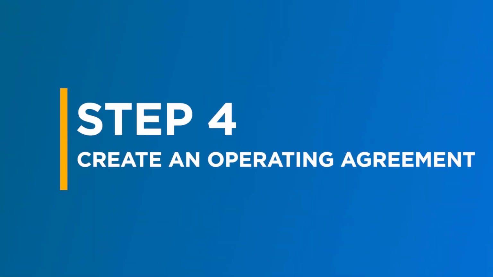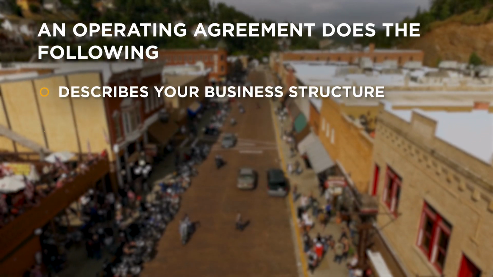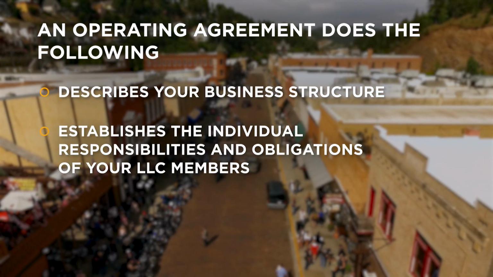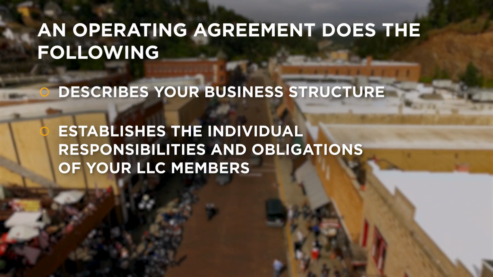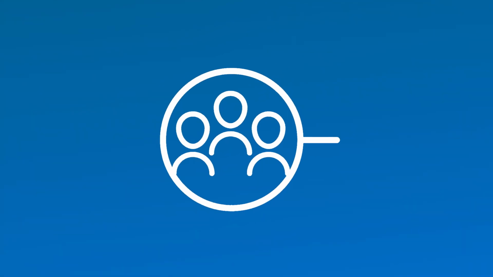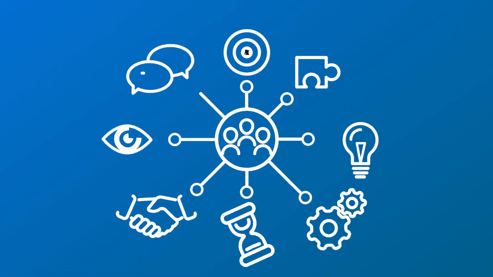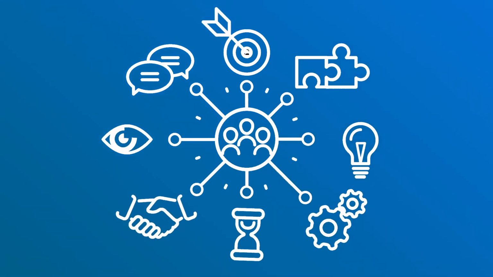Step 4. Next is to create the operating agreement. An operating agreement does the following: describe your business structure, establish the individual responsibilities and obligations of the LLC members, detail how your LLC will be run. Although South Dakota doesn't require one, an operating agreement clarifies the duties of its members, which may help your LLC avoid significant legal and operational difficulties.